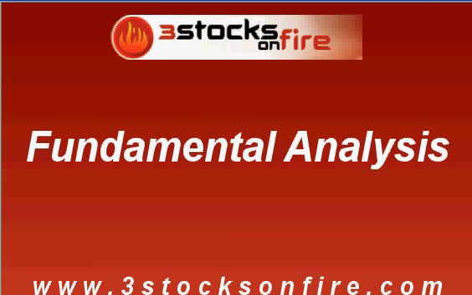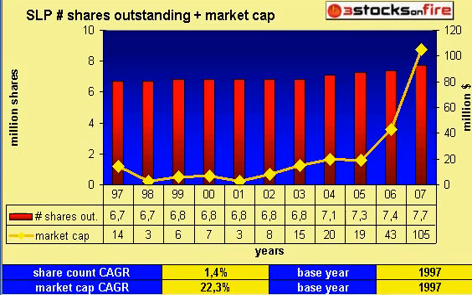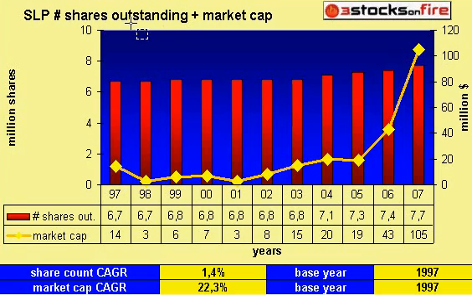Now let's check the fundamentals. This is the number of shares outstanding on a historical basis and market cap. The market cap is near a new all-time high at $105 million, and the share count has remained more or less stable over the years, rising just 1.4% on average since 1997, and the market cap is growing 22% since 97 too. It was just 14 million here, 3 million in 1998, and 105 million now.